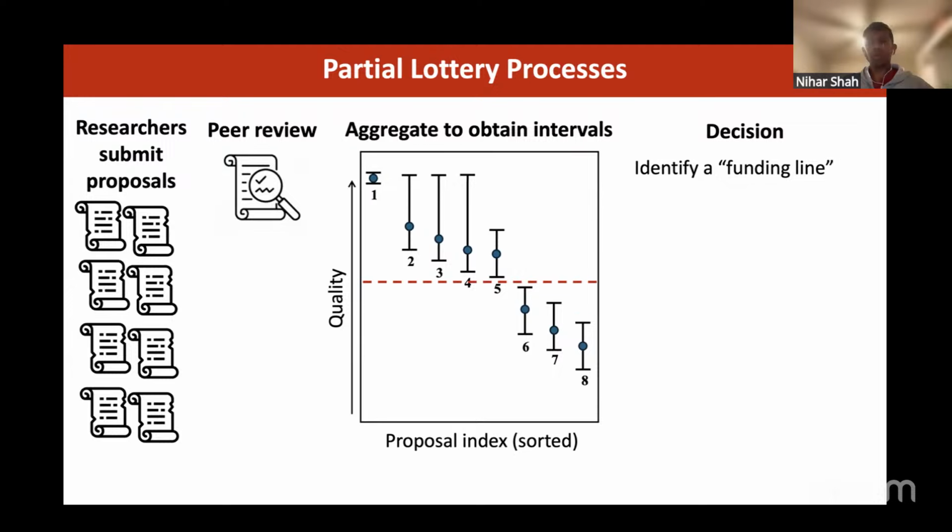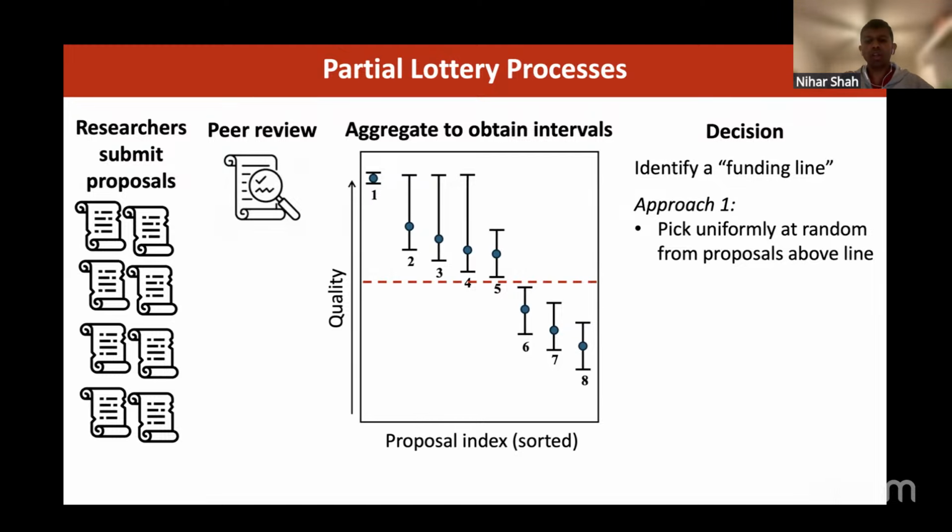Different funders take different approaches. One approach is what's called randomize above threshold, where what they simply do is the following. They look at which proposals are above the funding line versus which are below. For the proposals that are below the funding line, you just reject them. Now, amongst the proposals that are above the funding line, you select uniformly at random to choose the number that you can fund. So for example, if you can fund 3 proposals, then you'll select 3 out of the first 5 here uniformly at random.